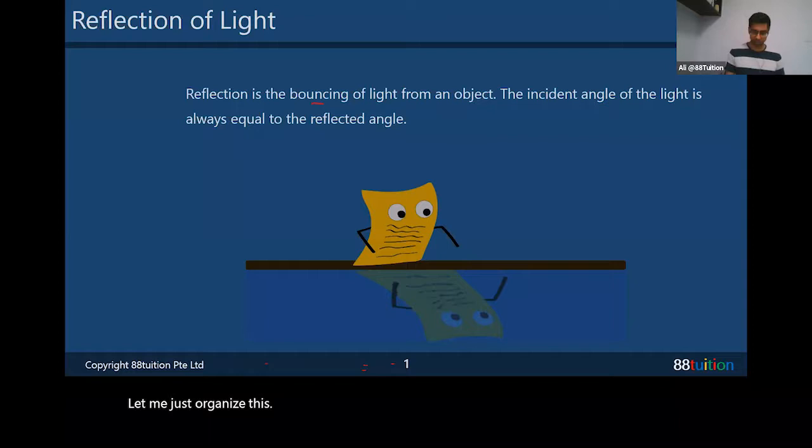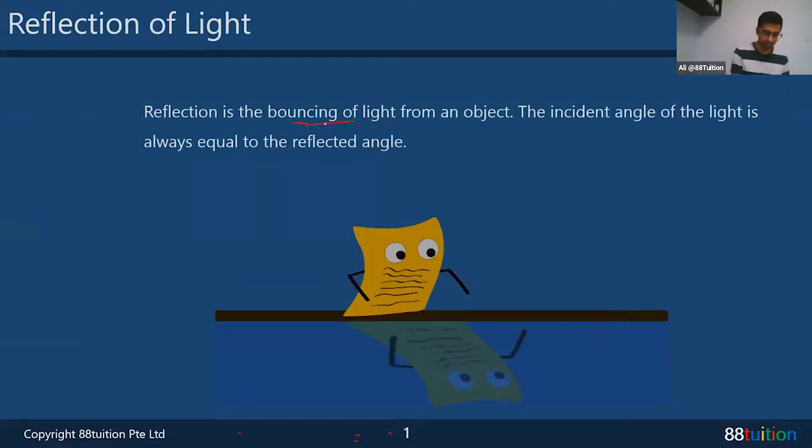To play around with the pen and then pen bye-bye. Okay, reflection, bouncing off light. Shall we go to the next slide?